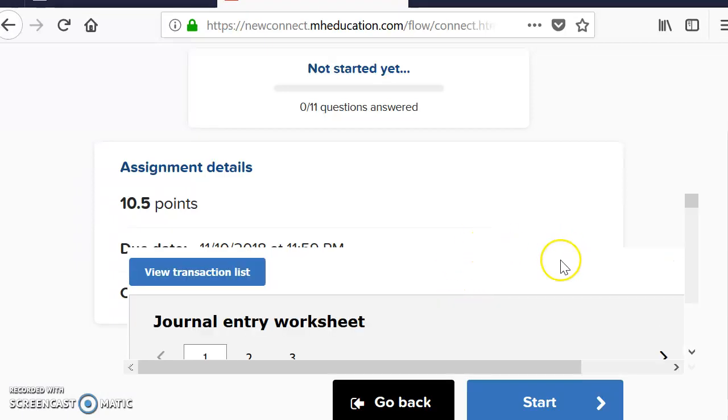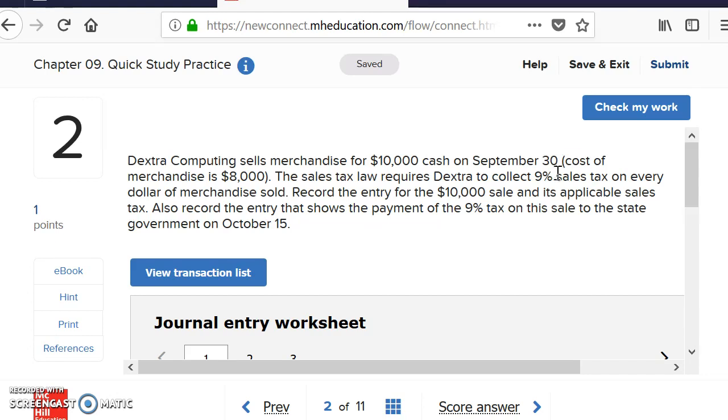Dextra Computing sells merchandise for $10,000 cash on September 30th. Cost is $8,000. The sales tax law requires Dextra to collect 9% sales tax on every dollar of merchandise sold. Record the entry for the $10,000 sale.